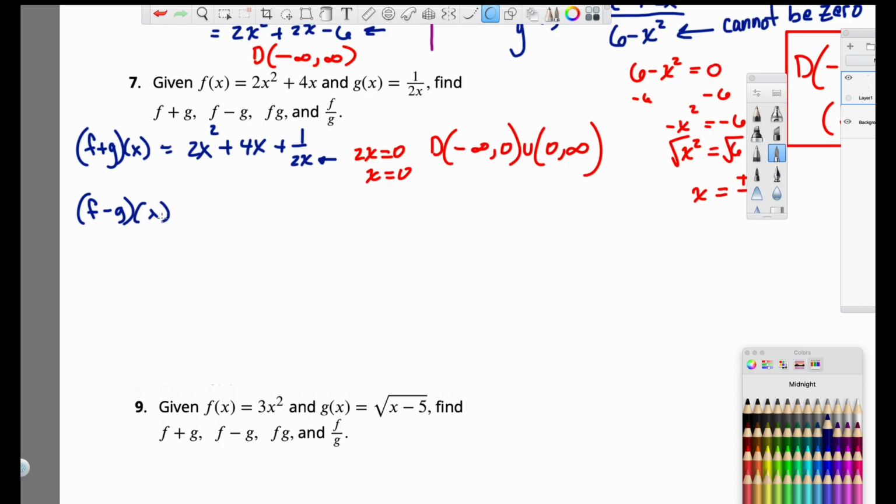Okay, I hope you see we're going to see the same thing when we subtract. The only thing that changes is right here. We say minus 1 over 2x. But you see there's still that 2x in the denominator. So that's still going to have a hole at 0. So this is going to be the same domain here.